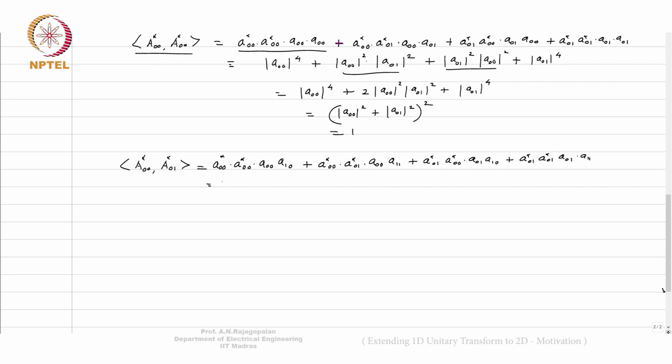If we try to pull out A star 0 0 A 1 0, let's see where we can pull out A star 0 0 A 1 0. You can do it in different ways, I'm just seeing. Okay, let's suppose I do that. You can do it in your own ways. Suppose I take A star 0 0 into A 1 0 as common. Then this leaves me with magnitude A naught naught square for this term. And from here, if I pick A star 0 0 A 1 0, that leaves me with A star 0 magnitude of A naught 1 square plus.